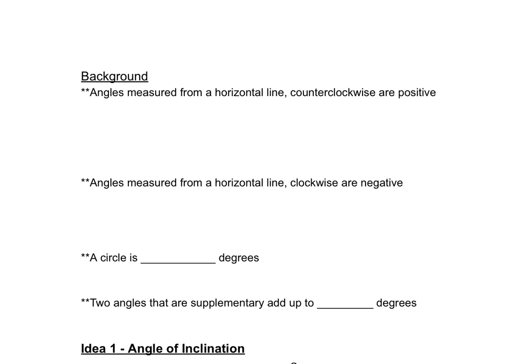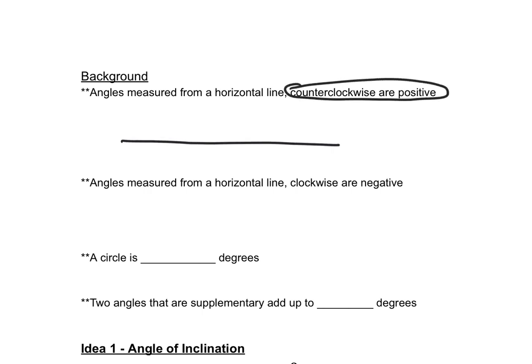So all angles are measured from a horizontal line, like the x-axis, right? So we're going to have a horizontal line, which is basically our x-axis for most of what we are going to do, okay? And counterclockwise angles are positive. So if my angle is going like this, and I draw my line, this is going to be a positive angle. I'm looking at that and I'm like, oh, that looks like it's probably about 50 degrees or so, something like that.